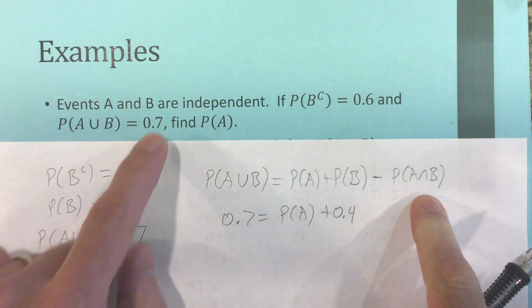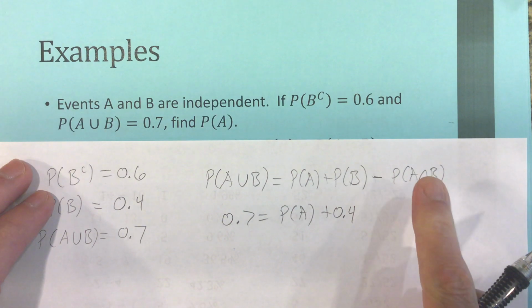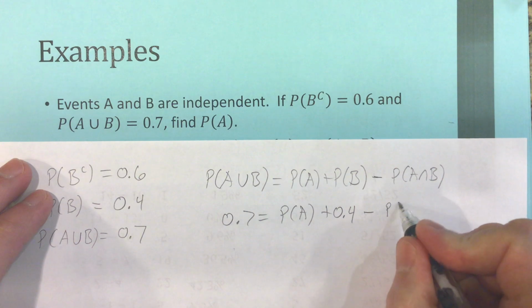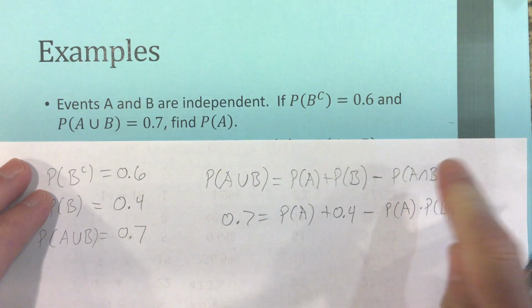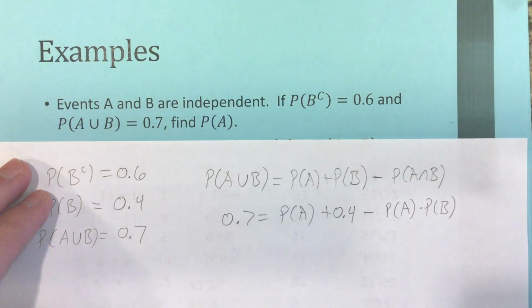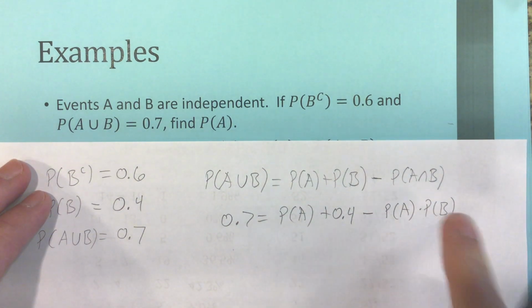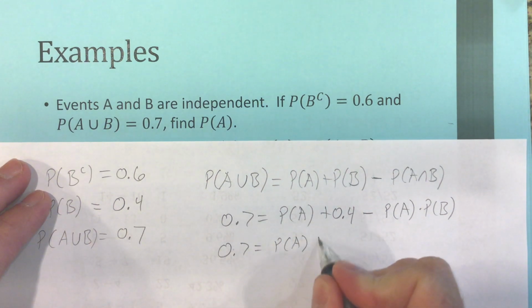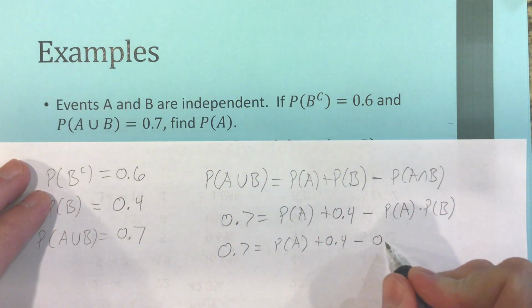And now here's where that other piece of information comes into play. It says A and B are independent. So the intersection must be equal to the probability of A times the probability of B. Now I'm able to do that because the problem specified they were independent events. Now, again, I know the probability of B. Probability of B is 0.4.